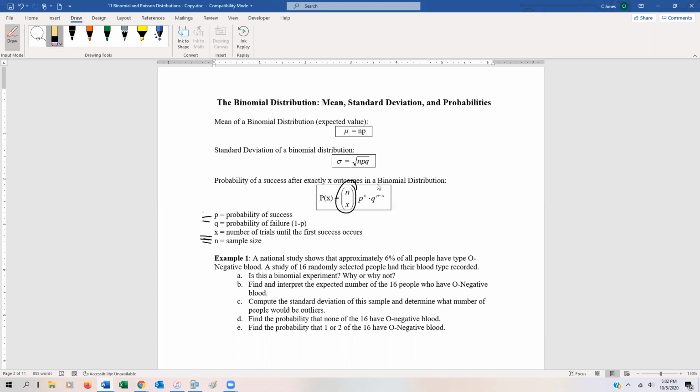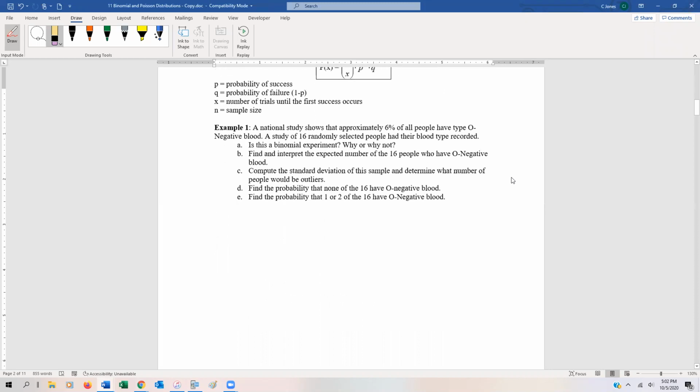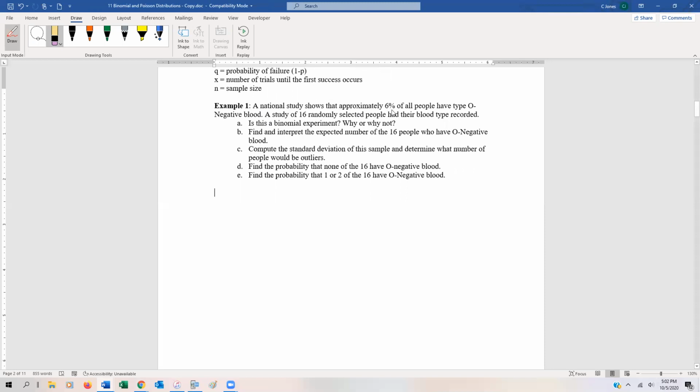And so those are our formulas, and given those formulas, let's go ahead and see if we can work a problem that involves the binomial distribution. So a very classical sort of problem is being able to predict gene types, allele types, being able to predict eye color, etc., and even blood type. And in fact, a lot of times, blood donation sites really target people that have certain types of blood because they know it's rare, but how rare is it really? So we have a national study, and it shows that approximately 6% of all people have type O negative blood.